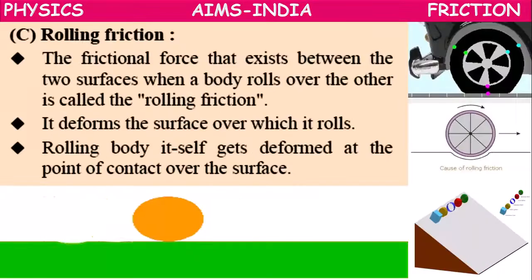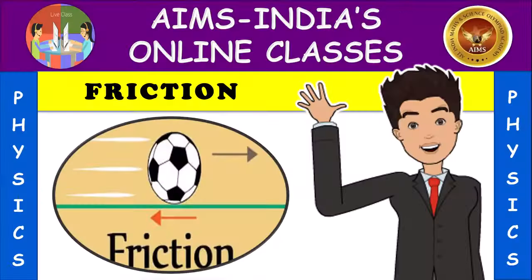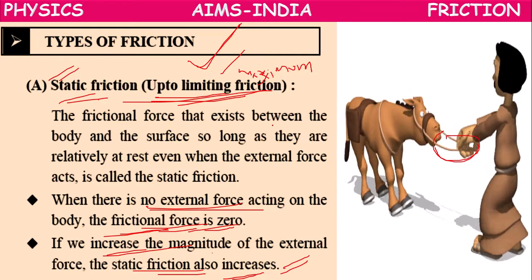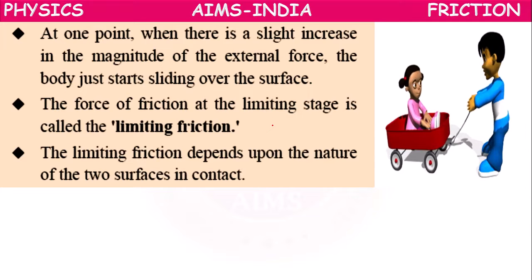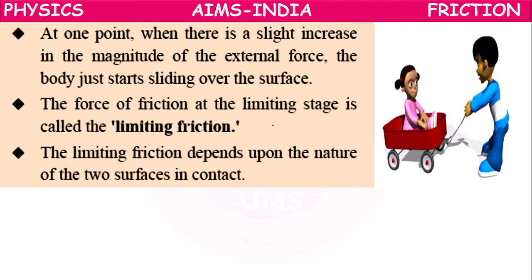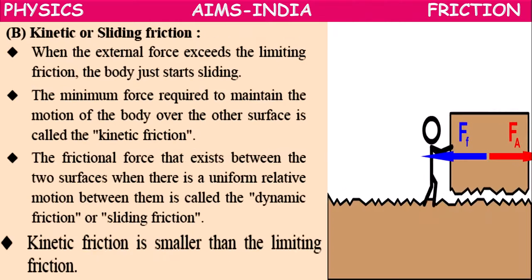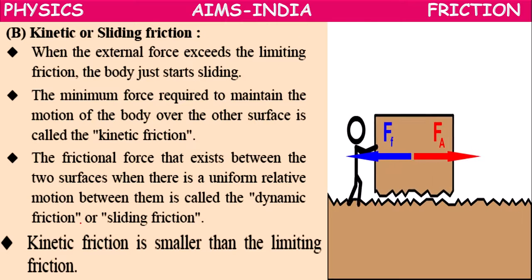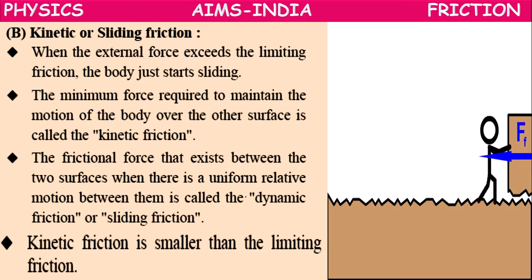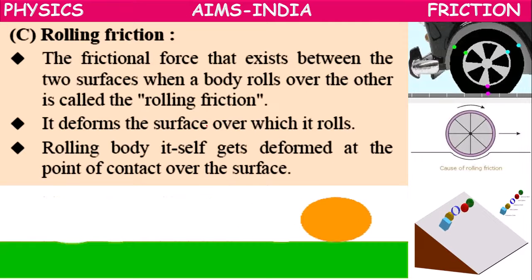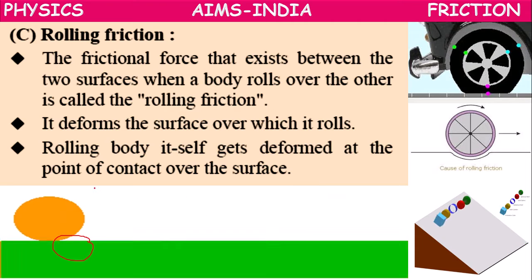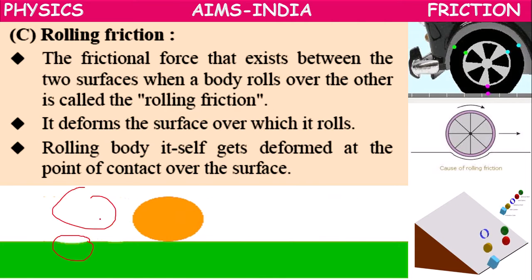Okay, children. So what we have learned today. We have learned about types of friction: static friction, and maximum static friction is called limiting friction, and the kinetic friction, also called sliding friction or dynamic friction, which will be created during motion. Rolling friction: during rolling friction, the surface or the body may get deformed, which is less than sliding friction.